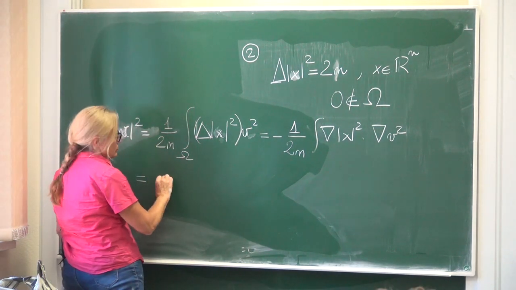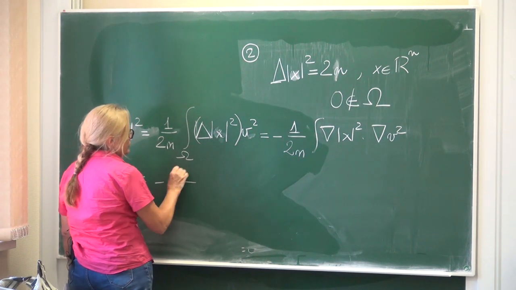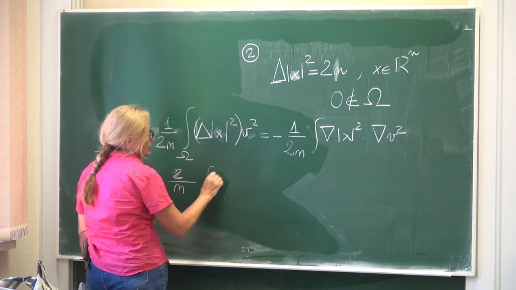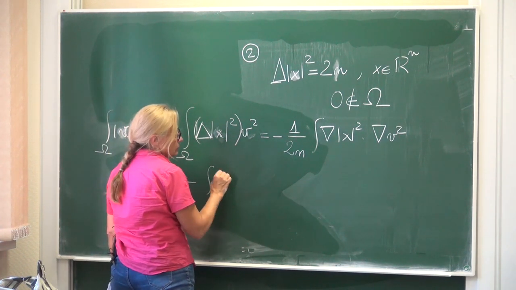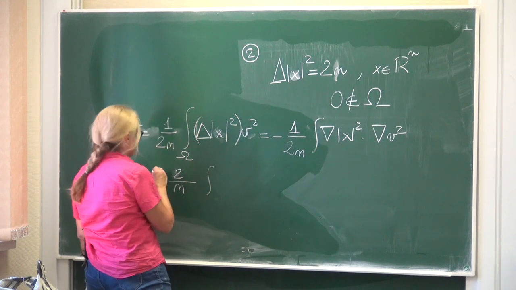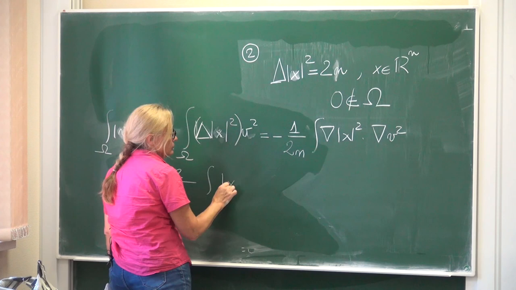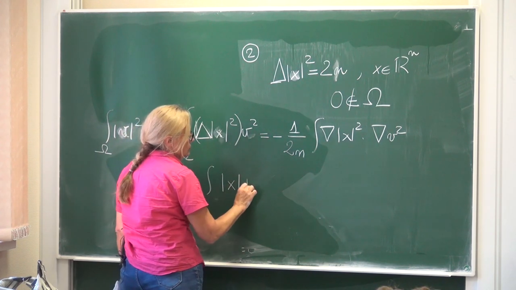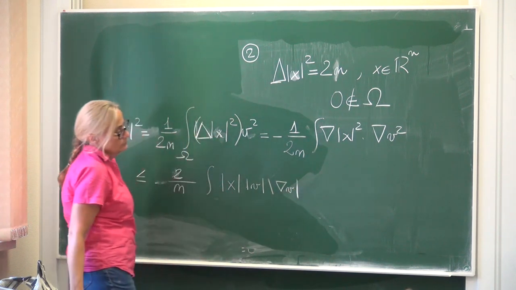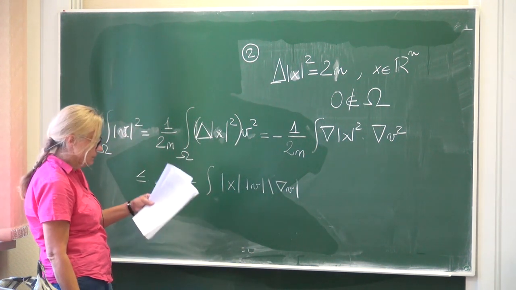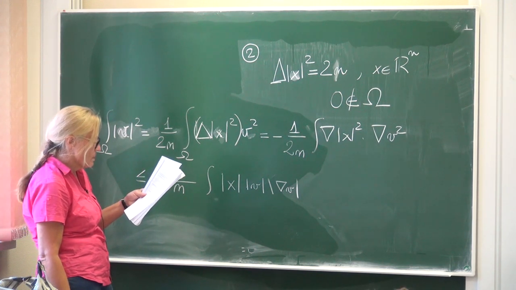This is 1 minus 2 over n, perhaps. Smaller or equal, say. Should be correct. 1 divided by n, maybe.